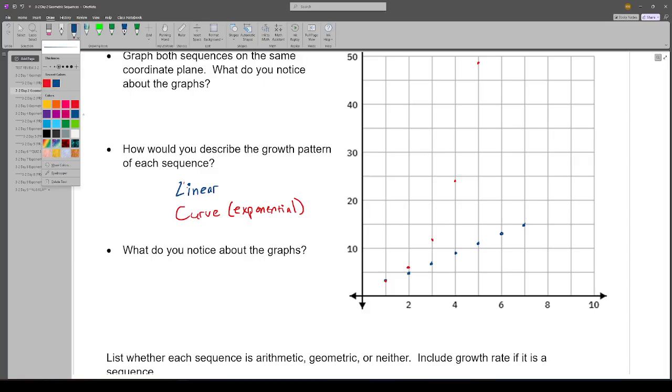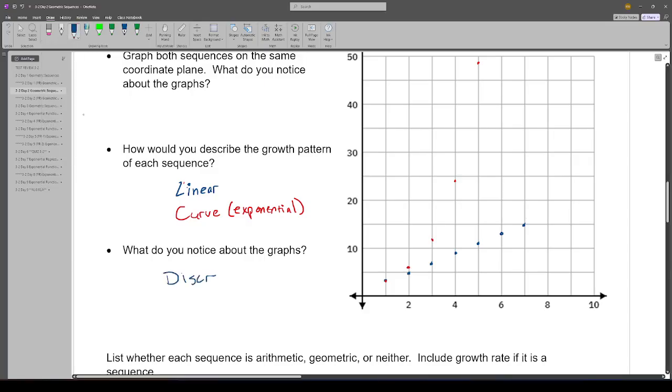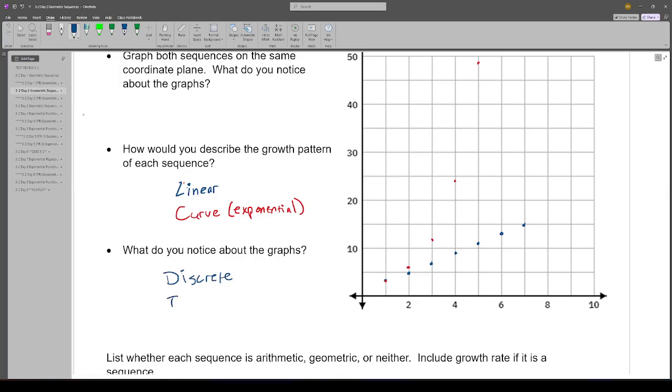So things that we notice, they are discrete, they are increasing. So even though they're increasing in different ways, both of them are still going up as we go forward. What else? That's good enough.